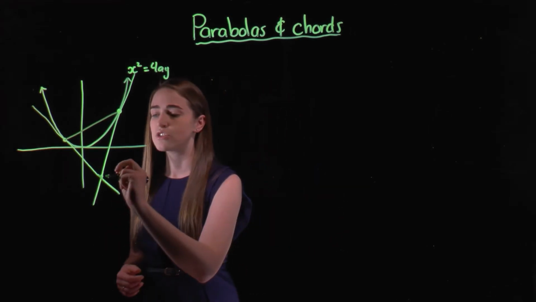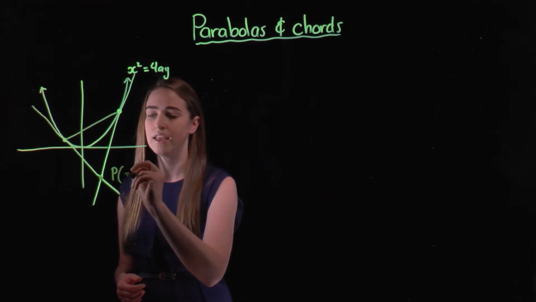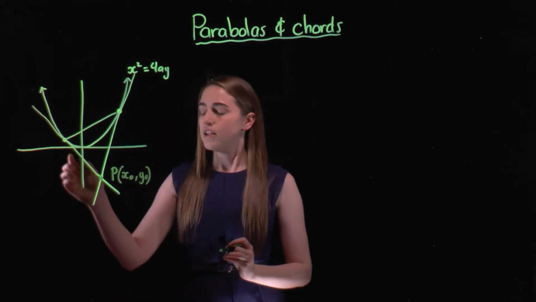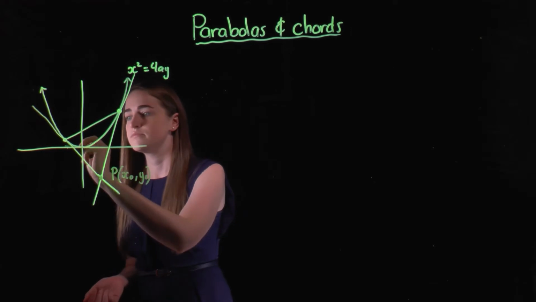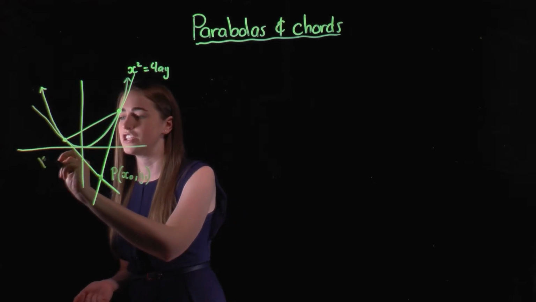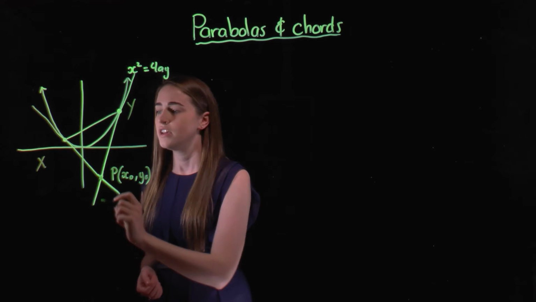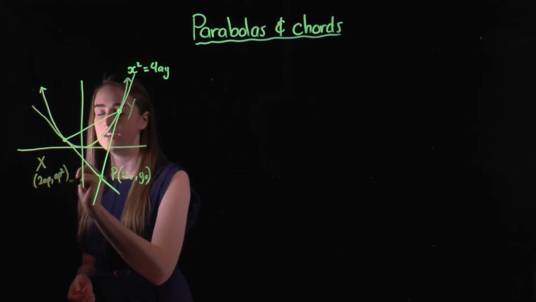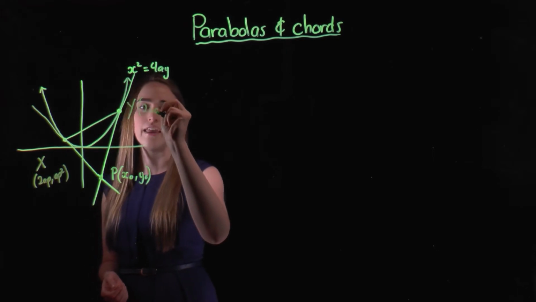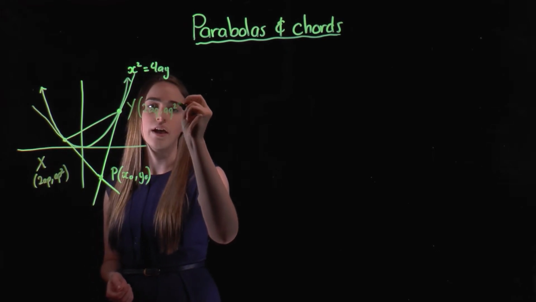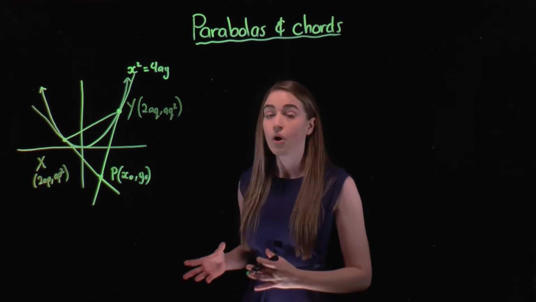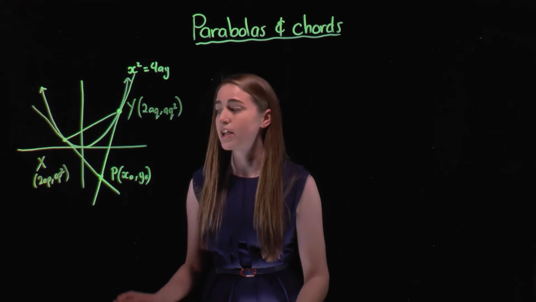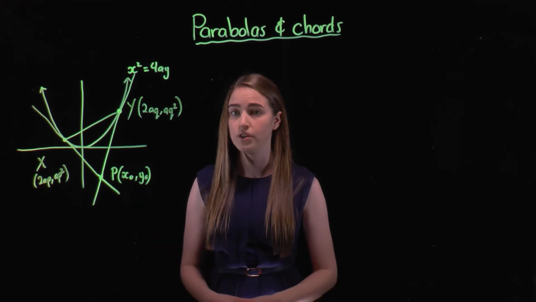Let's give these some names. Let's call our external point P and give it coordinates x0, y0. Let's call these ones, I'm going to draw it down here because I can't reach in there, x and y. So we're going to say x has coordinates 2ap, ap squared, and y has coordinates 2aq, aq squared. And they have those coordinates because we know that they lie on the parabola. Right, so what we're going to do, we're going to find the equation of that chord.